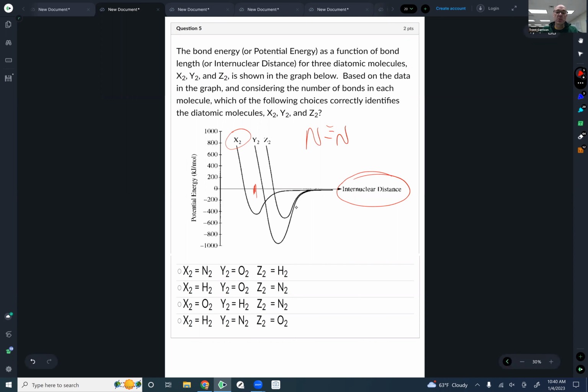And then next comes Y. It's harder to remove that one. And so it's actually going to be then the double bond, which is the O. And then finally is going to be the Z. And that one is going to have the single bonds, the H's. So Z. So that's going to come right there on that first one. All right.